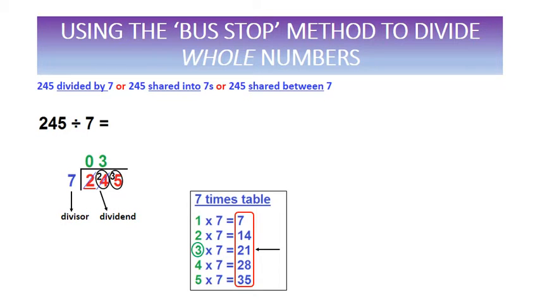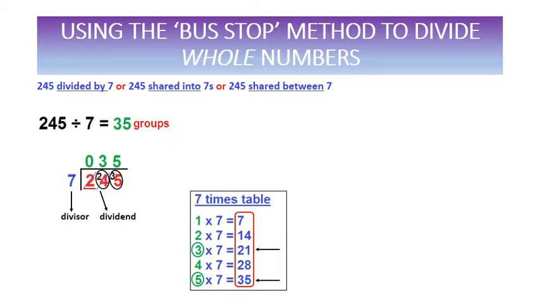I then read that number as 35 and I say, how many 7s make 35? Can we make 35 in the 7 times table? Yes, we can. And it's 5 lots of 7 make 35. So I take the 5 and I write it above my bus stop.